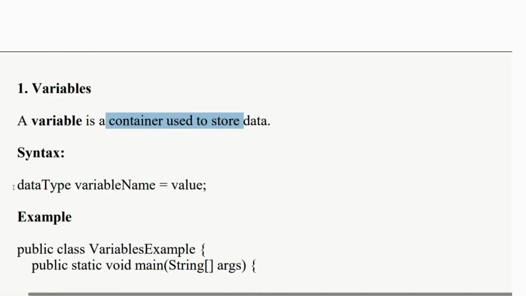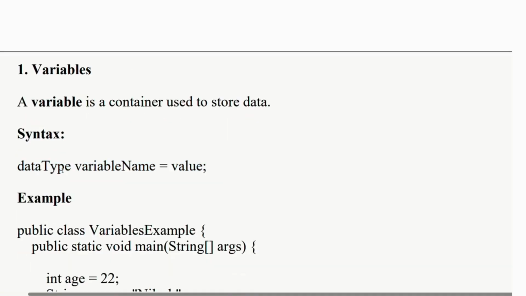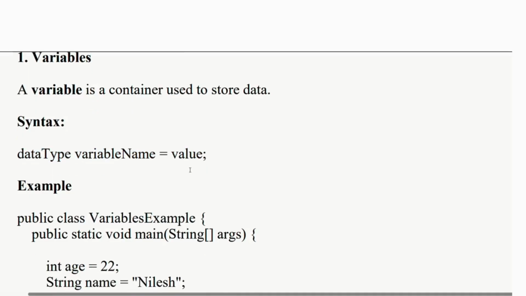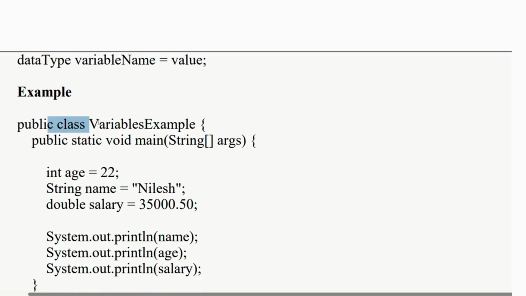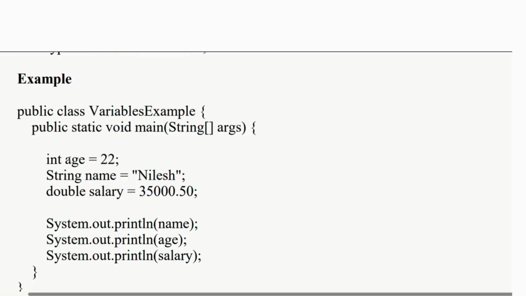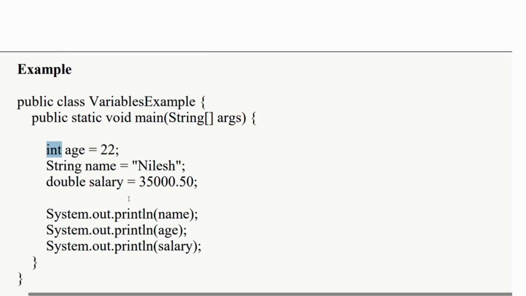So what is the syntax for writing a variable? It always starts with the data type, then the variable name, and the value we want to pass. So let's understand it with an example. Here I have created a class and given the class name as VariableExample. Here is public static void main(String[] args). This is the starting point of our execution, and I'm storing 22 as an age. So how have I stored it here? int is a data type. So what is a data type? That we will learn first, and then we will come back to this example.